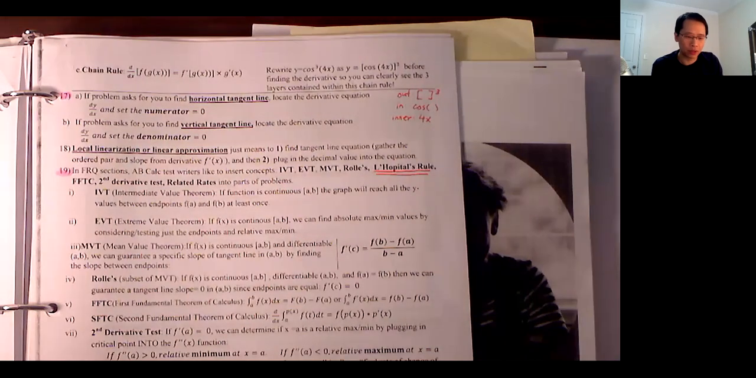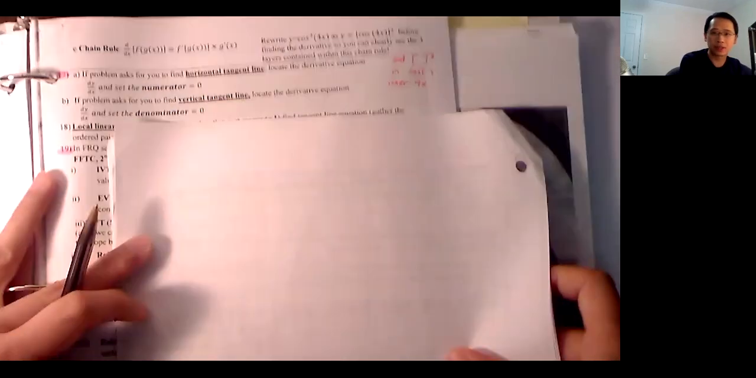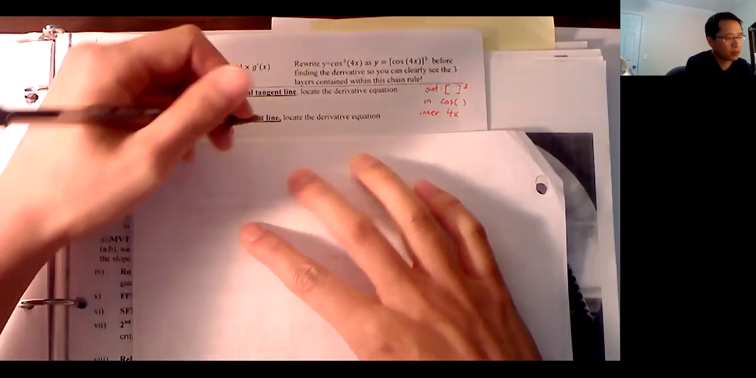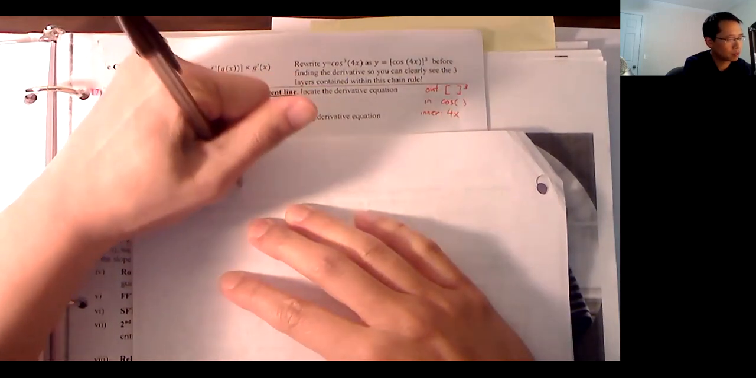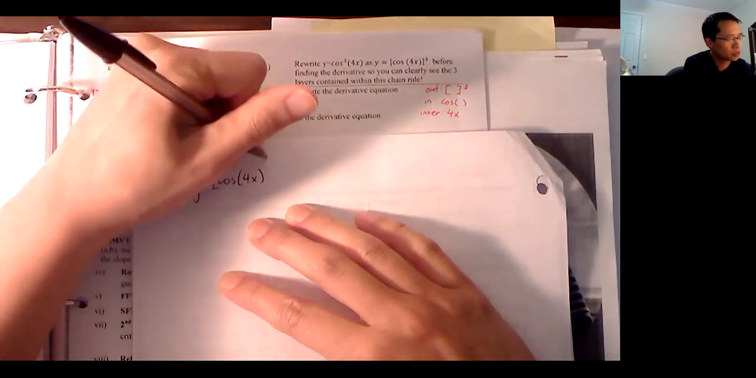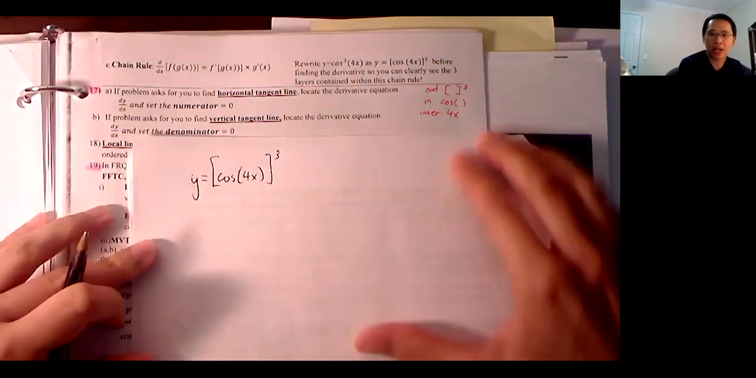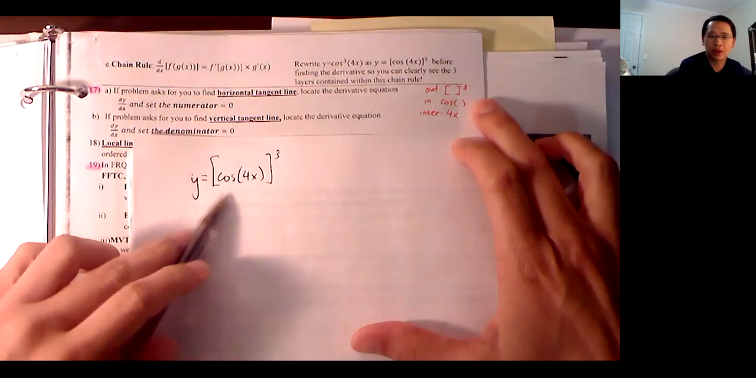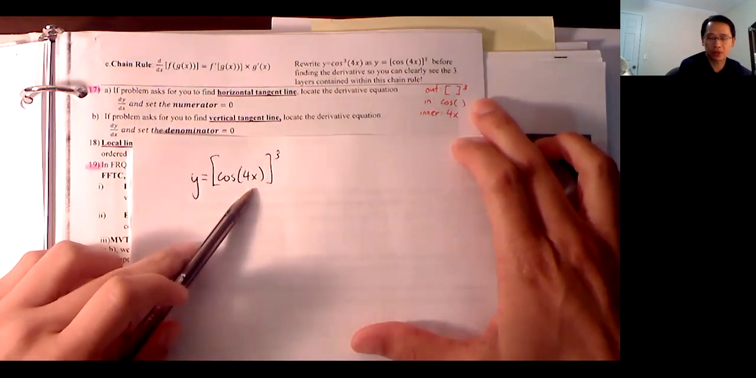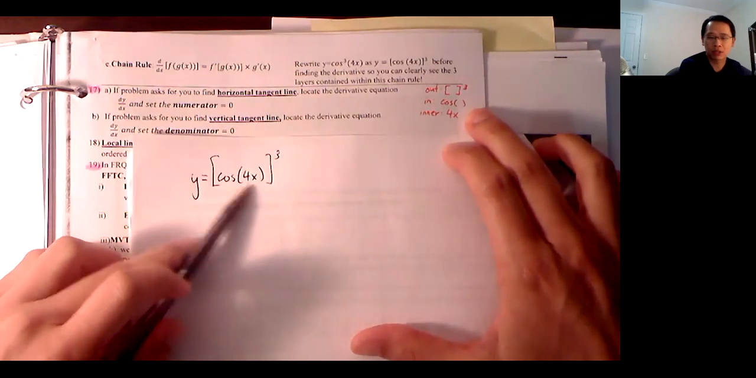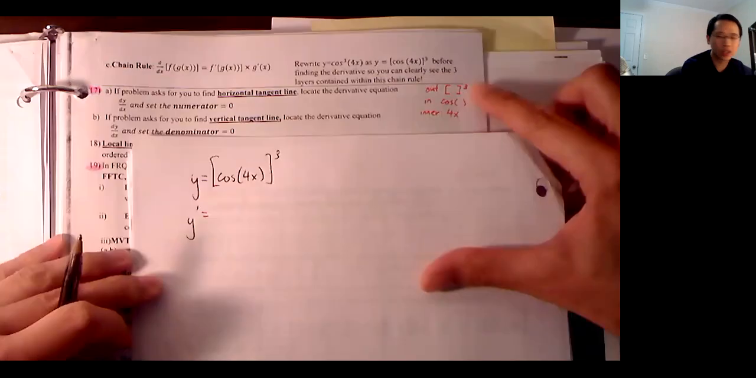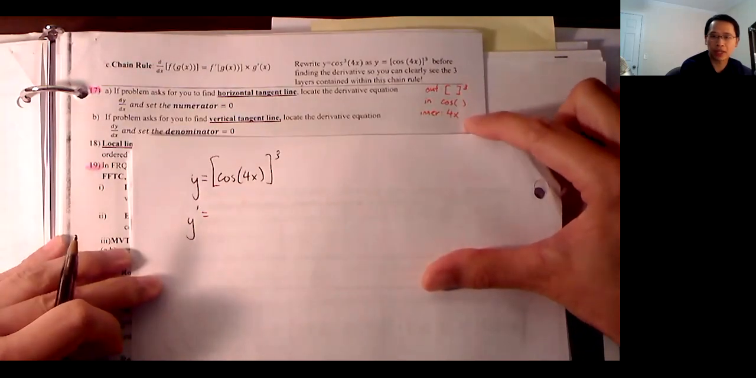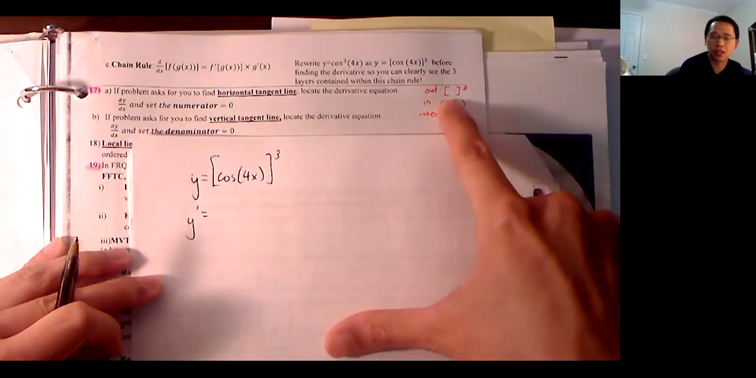So why don't I do this problem with you guys. Let's say we have y is equal to cosine of 4x, quantity cubed. There's an outside portion, which is the bracket cubed. There's the inside, which is the cosine of parentheses. And then there's the most inner function, which is 4x. So if I want to find the derivative, we have to step through each of the different layers to produce the derivative. So first is bracket cubed.